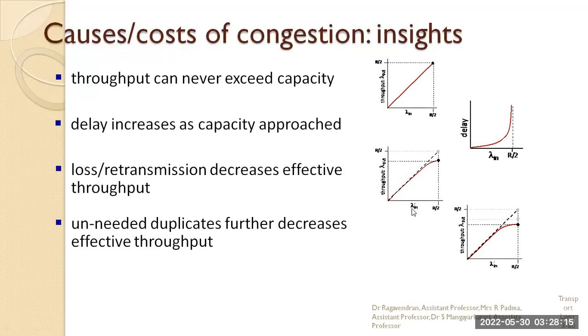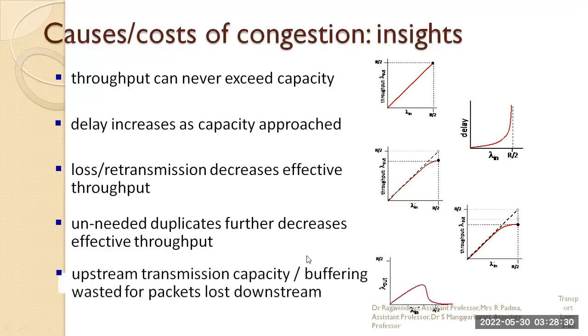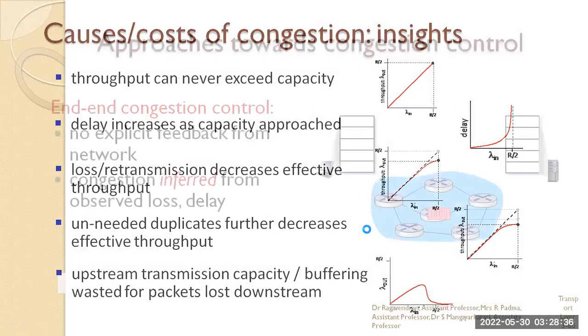So the causes and cost of congestion. Throughput can never exceed the capacity. Delay increases as the capacity is approached. Loss or retransmission decreases effective throughput. Unneeded duplicates further decrease the effective throughput. This is the upstream transmission capacity and buffer wasted for packets lost downstream.